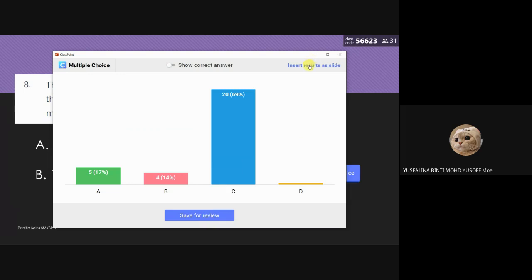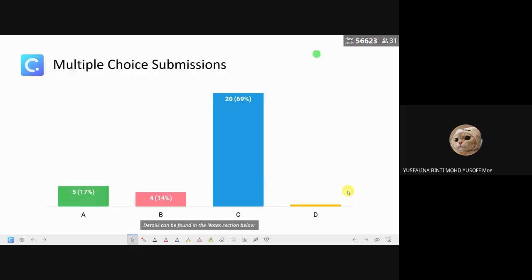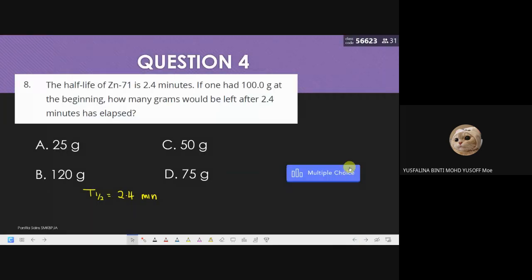Okay, so many of you answered C. All right, let's check the answer. Which one is correct? It says here the half-life is 2.4 minutes, right? So I put it already. The initial mass is 100 gram, and it asks you how many gram will be left after 2.4 minutes.